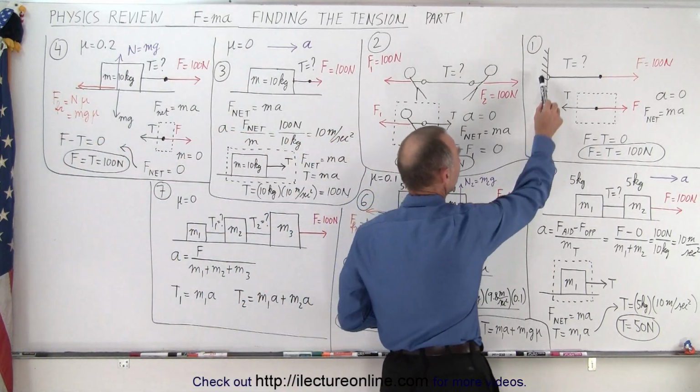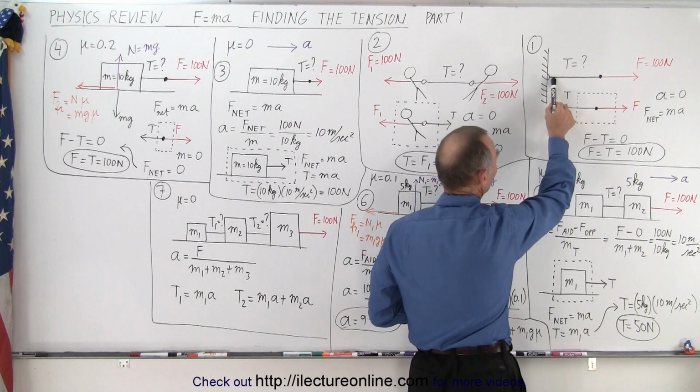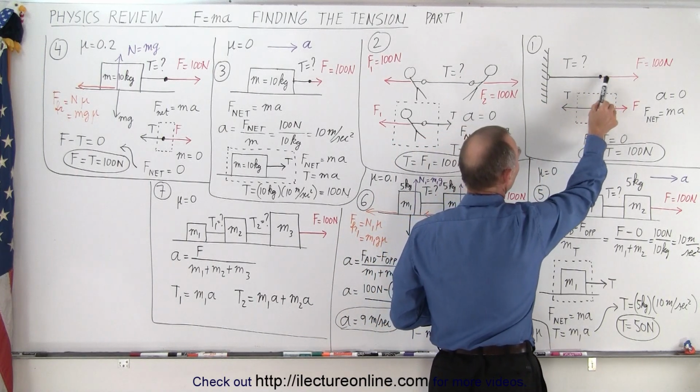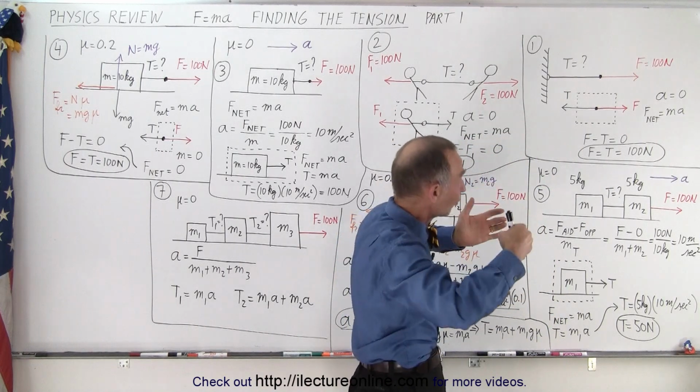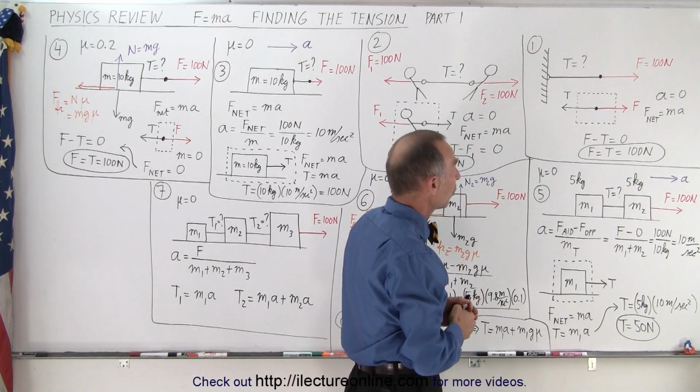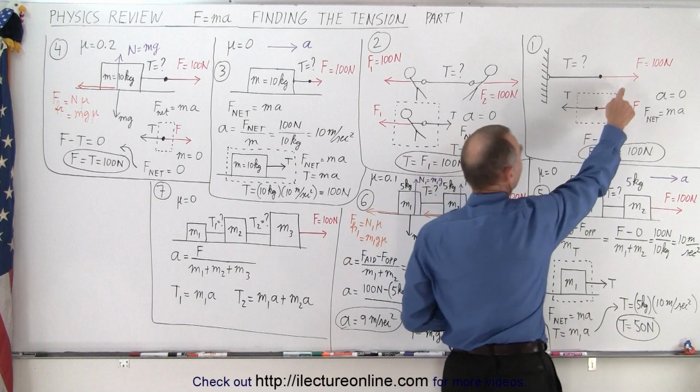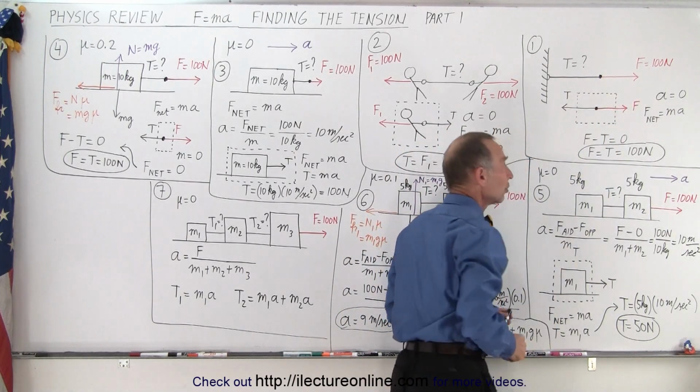Here we have a wall with a bracket. On the bracket there's a rope attached and there's a force pulling on the rope. The little dot there simply is an attachment where the force is pulling on the rope. So if we pull with a force of 100 newtons, what will be the tension on the rope?